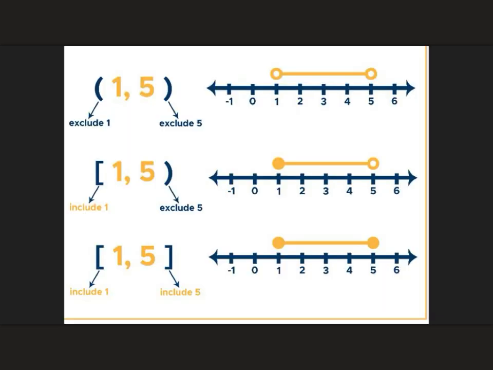So let's talk about interval notation. This may be new to you, but we're going to need to talk about interval notation when we do domain and range. So what is interval notation? Interval notation takes our number line and writes it in a different way. So we go from 1 to 5. This almost looks like a point in a Cartesian plane, but we haven't gotten there yet.